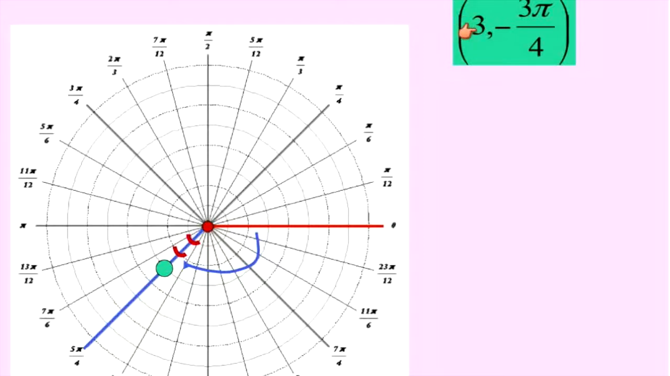Now, what do you think is going to happen if I make this number a negative? Can you guys take a guess for me? So what if it was negative 3π/4, meaning I do go this way, but what do you think I would do if instead of a positive 3, it was a negative 3? Any ideas?